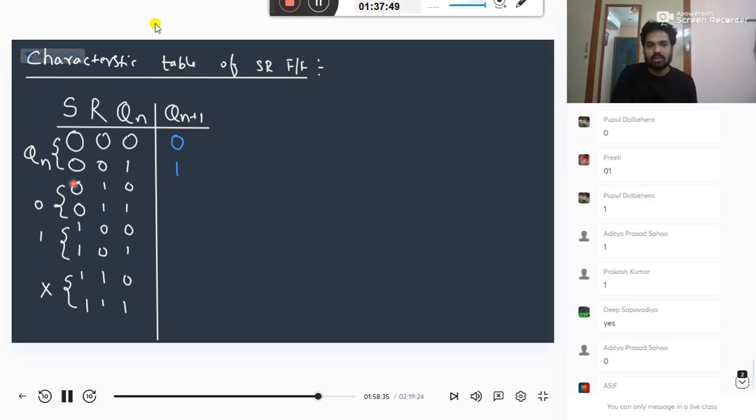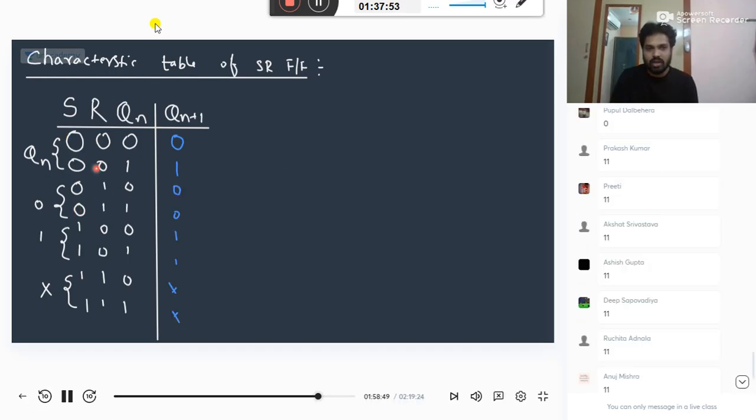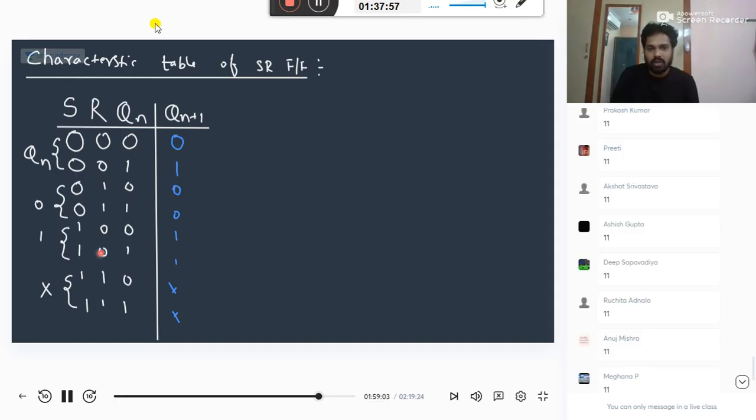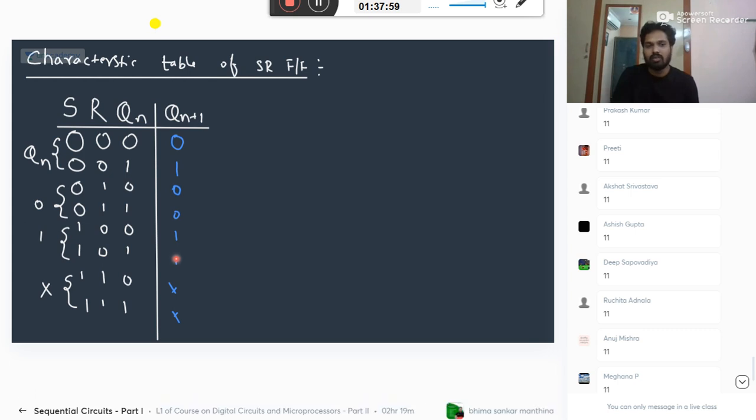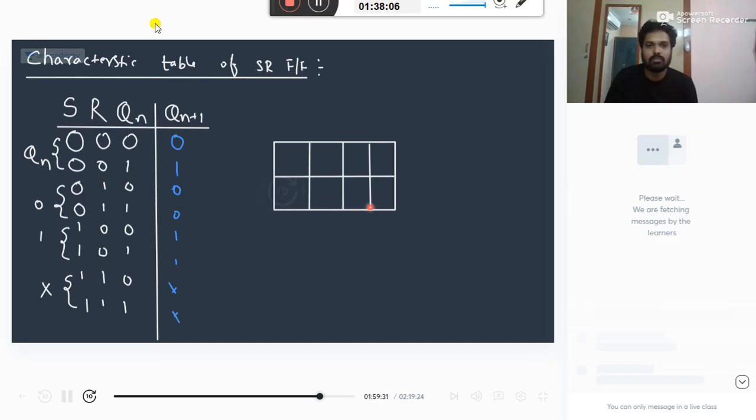These two cases, irrespective of, here SR 0 0. Already if you have 0 only. When SR is 1 0, whatever you have, you get 1 only. When it is 1 1, you don't worry. That is not required. Okay, Sushil, Q n plus 1.